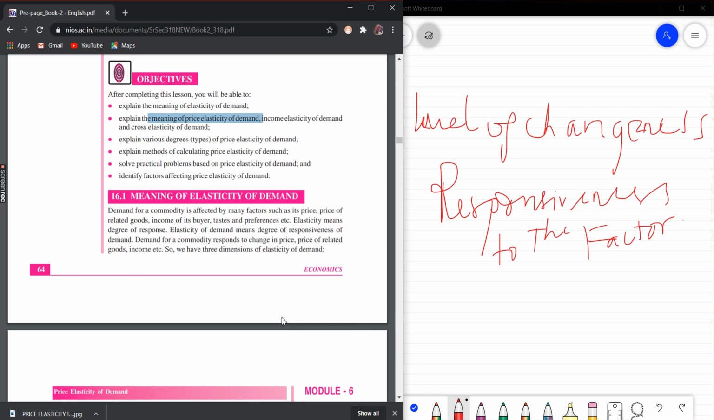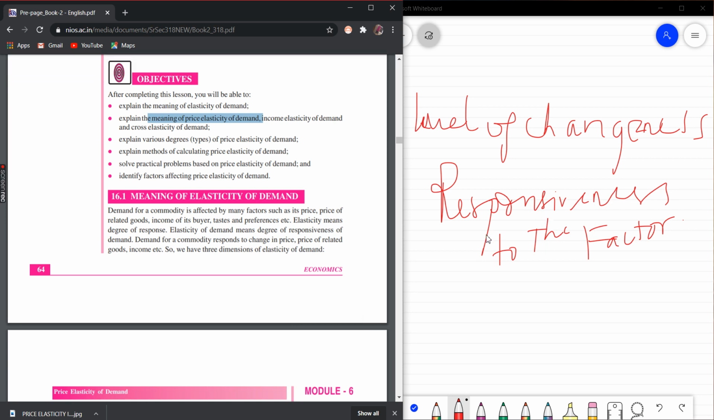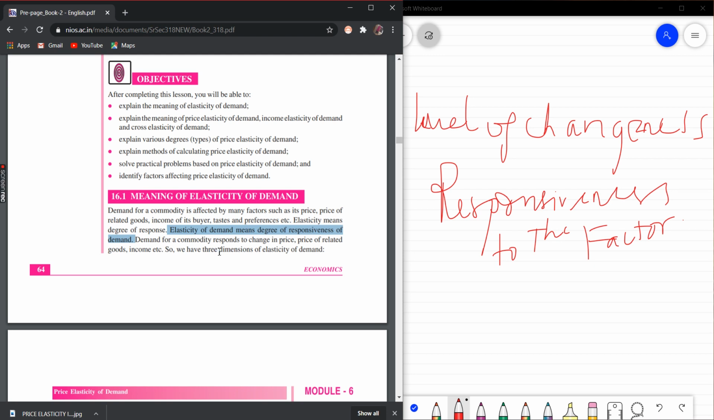Okay, so when we go into the meaning of elasticity of demand, let's see what they are saying. Actually, I have already said that elasticity of demand is nothing but responsiveness to the factor of demand. Here they are also mentioning the same, that elasticity of demand means degree of responsiveness of demand. Okay, how demand works towards the factor, that is demand for a commodity responds to change in price, price of related goods, and income. In the last lecture, in the topic of demand, we have seen the factors affecting demand.